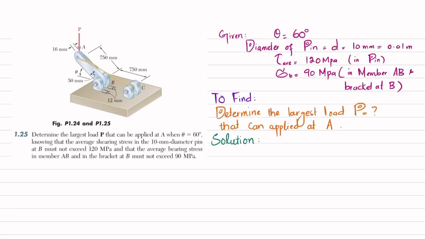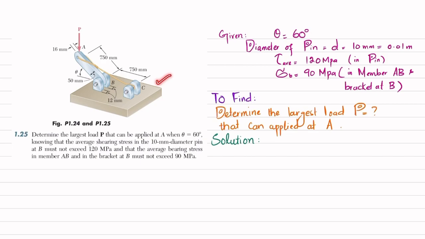Welcome back. Problem 1.24. In the previous problem, we discussed problem 1.24 and this problem is similar to 1.25. The statement is: determine the largest load P that can be applied at A when theta is 60 degrees, knowing that the average shearing stress in the 10 millimeter diameter pin at B must not exceed 120 megapascal and that the average bearing stress in member AB and in the bracket at B must not exceed 90 megapascal.